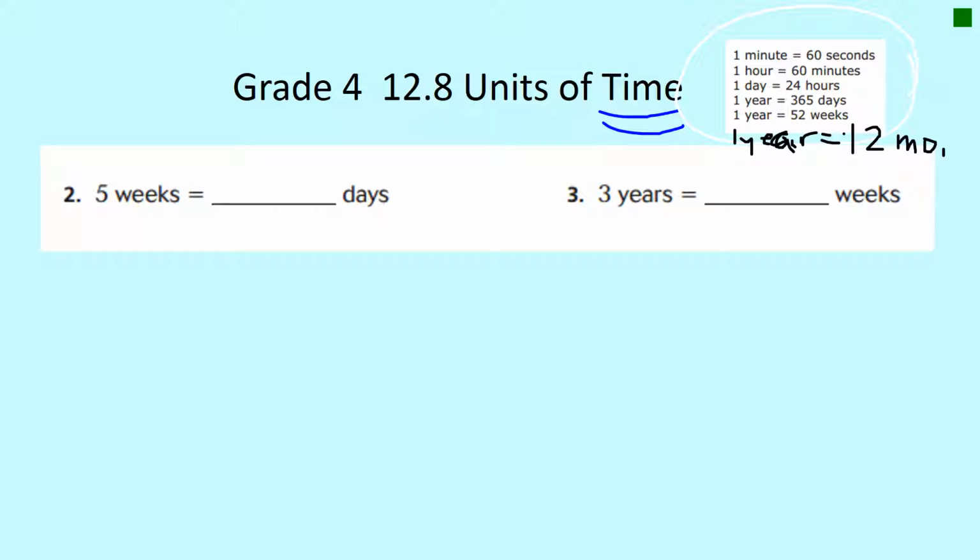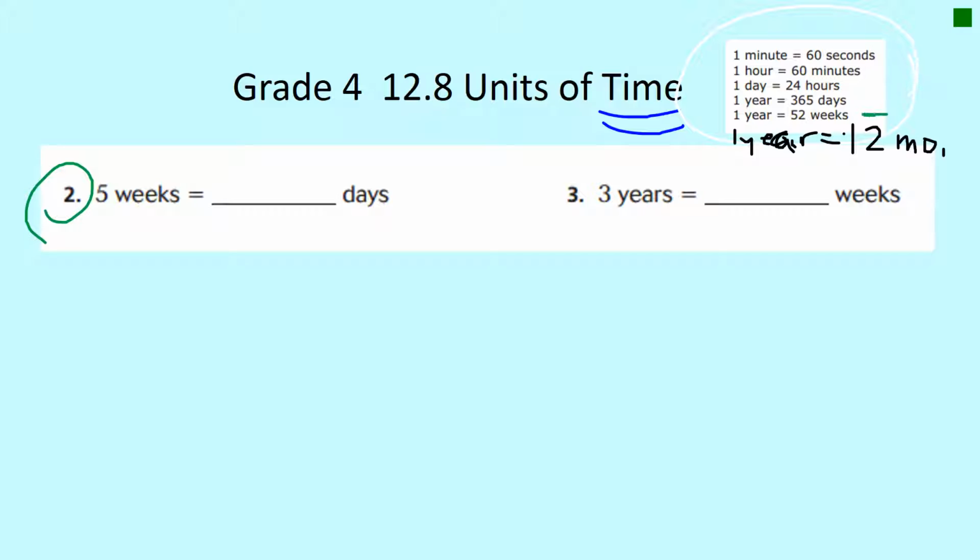All right, so we have to complete. Those are what the directions say for number 2 and number 3. So 5 weeks, this is number 2, 5 weeks is the same as how many days? Well, let's go over to the chart. Okay, we're going from weeks to days. So I look right there.